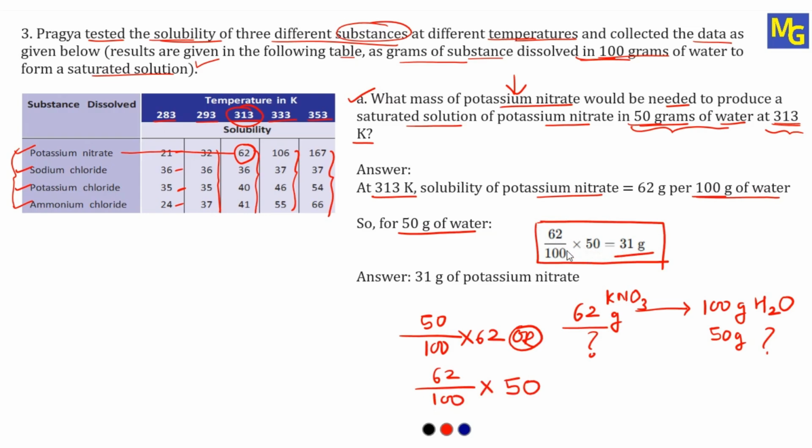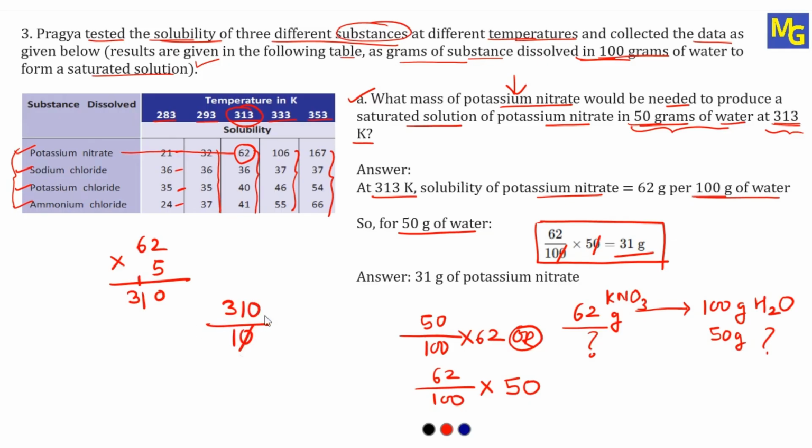How to solve it? This 0 cancels, this 0 cancels. What will remain? 62 into 5. So 62 into 5 we have to multiply first. 5 2s are 10, 0, 1 here. 5 6s are 30 and 1 will be 31. So this will become 310 divided by 10.